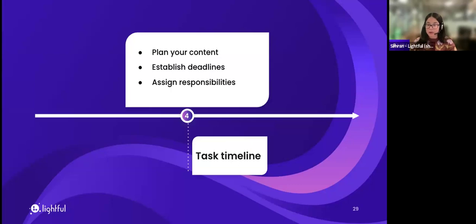And I'm going to go through our campaign planner tool on the Lightful platform, which will help you break this down a little bit. But all you need to do is make a note of what needs doing and when, and all of this will help you stay on track and get everything ready for the campaign to launch. You can also be really specific about who is doing each task by assigning responsibilities.